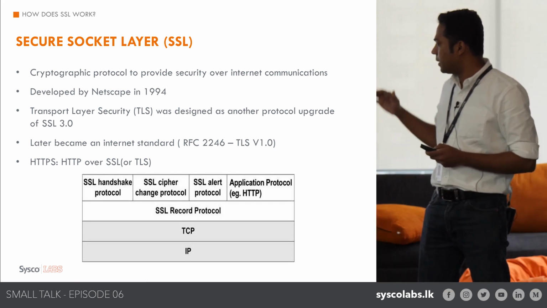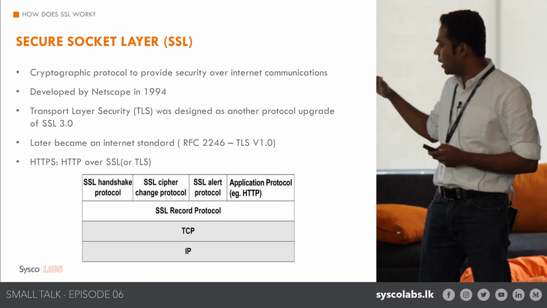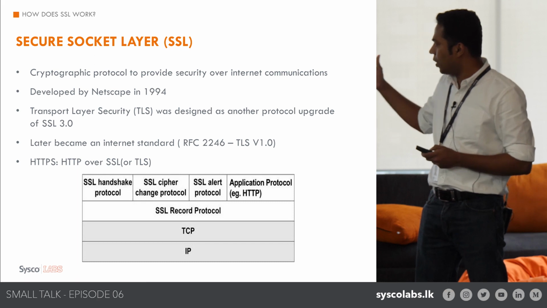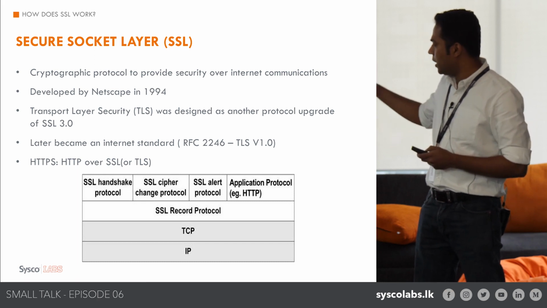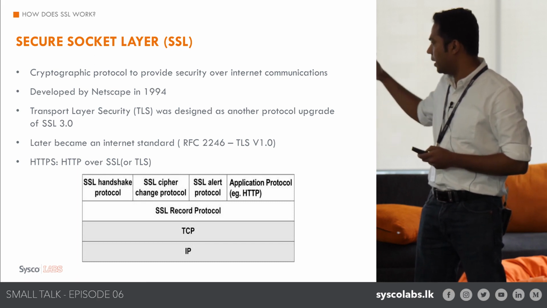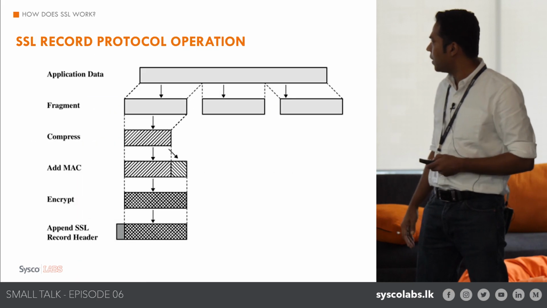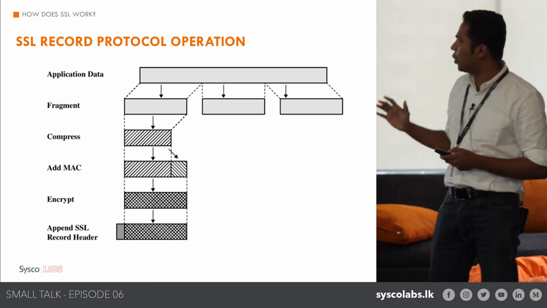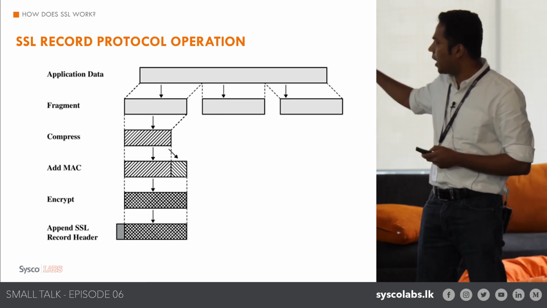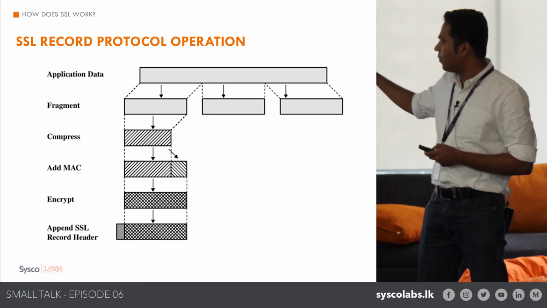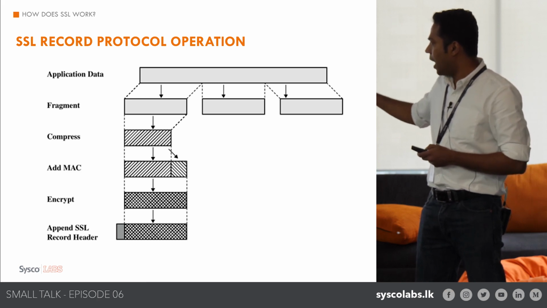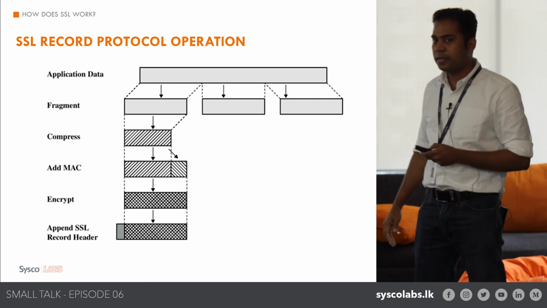SSL is a layered protocol which consists of 4 sub-protocols. It sits between the TCP/IP layer and the application layer. In the SSL record protocol, first it fragments the data, then it compresses the data, and for data integrity, it adds the MAC, and after that it encrypts the data, and finally it appends the SSL record header.